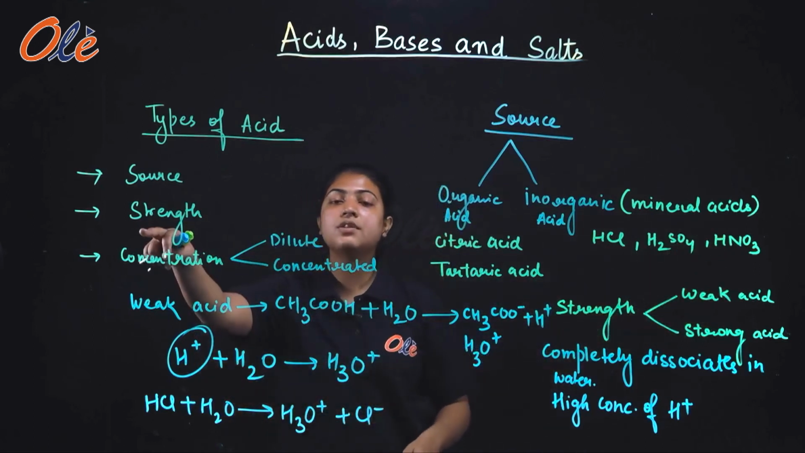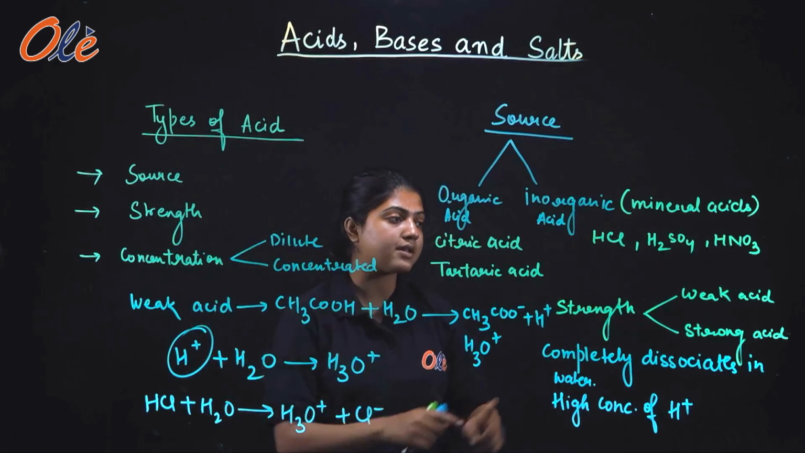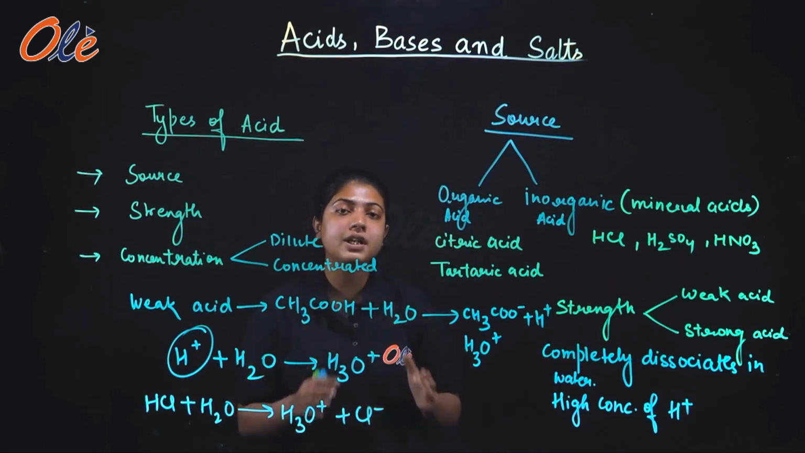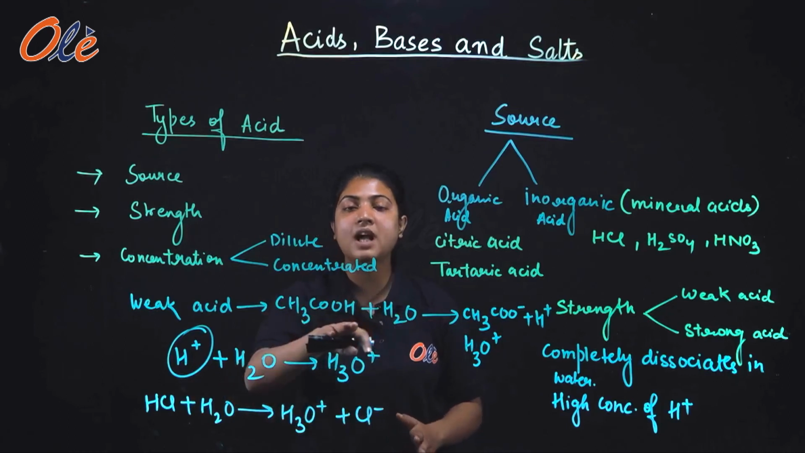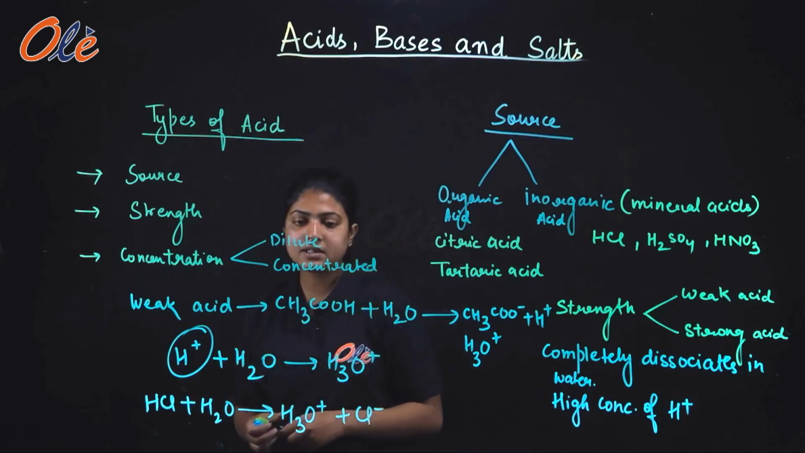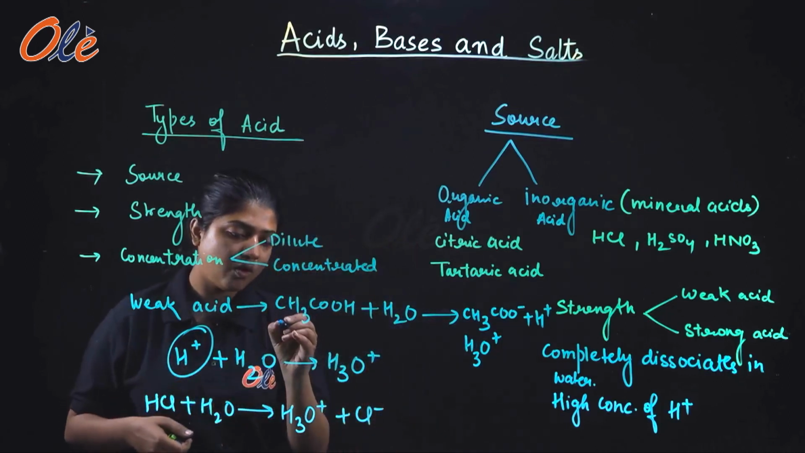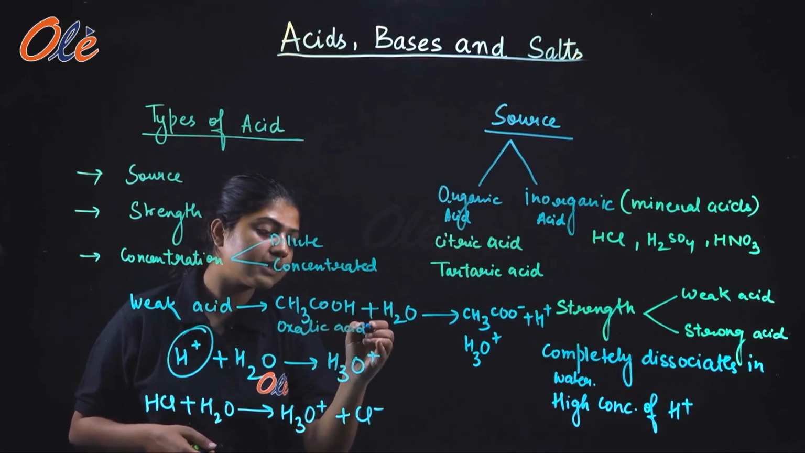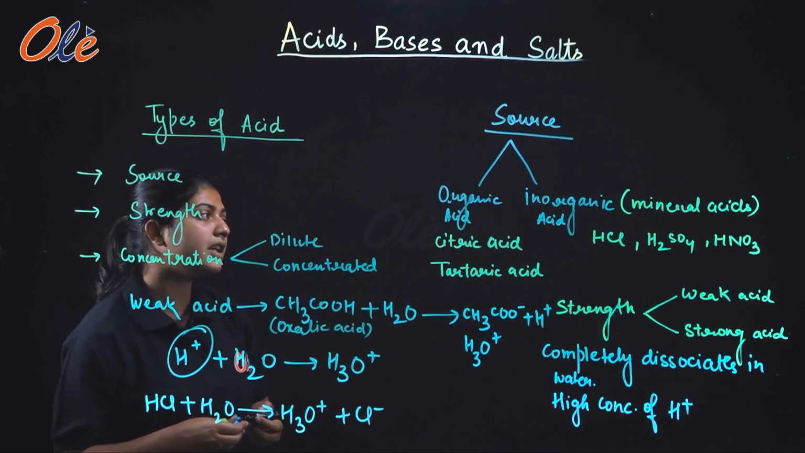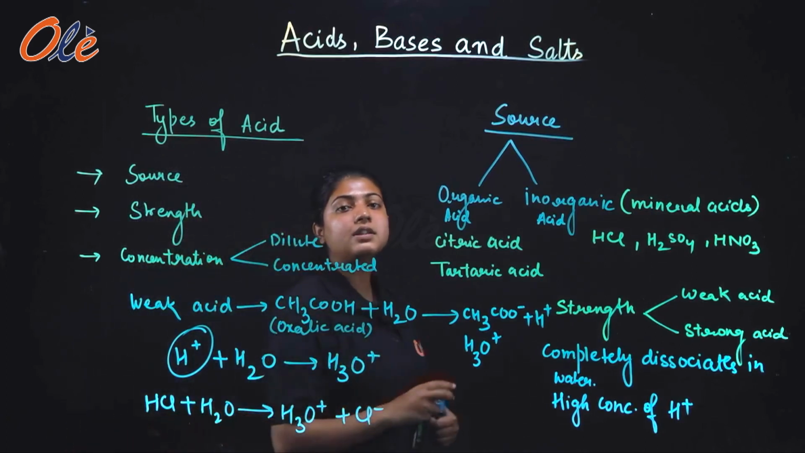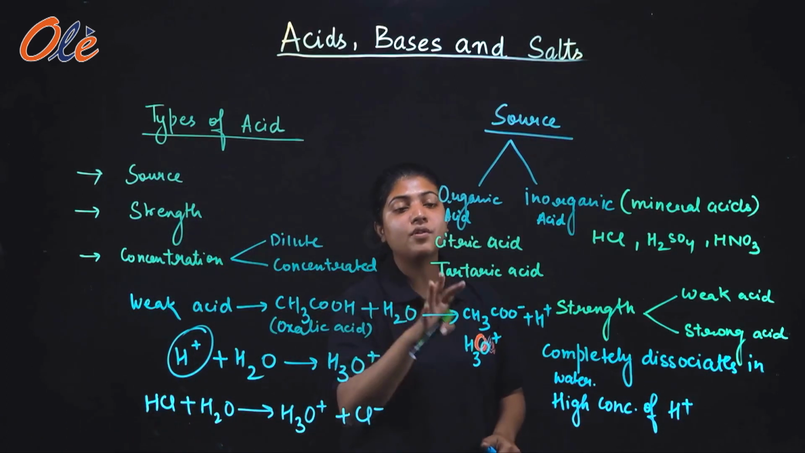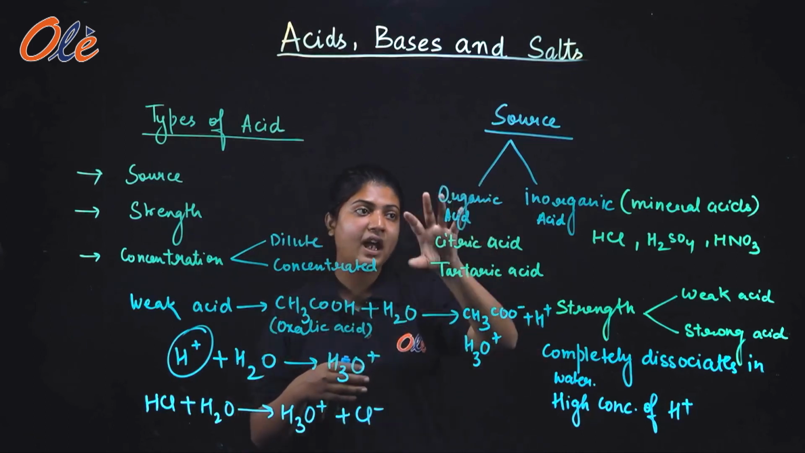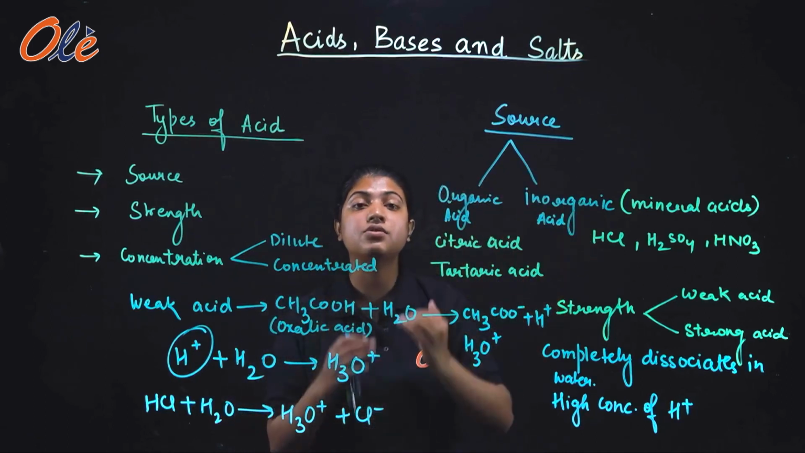On the basis of strength, there are two types of acid: weak acid and strong acid. Weak acid partially dissociates in water. For example, oxalic acid, which is generally found in tomatoes. Tomatoes contain this oxalic acid. So we can infer that organic acids are weak acids and inorganic acids are strong acids.